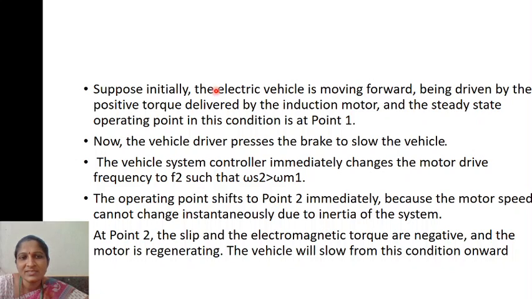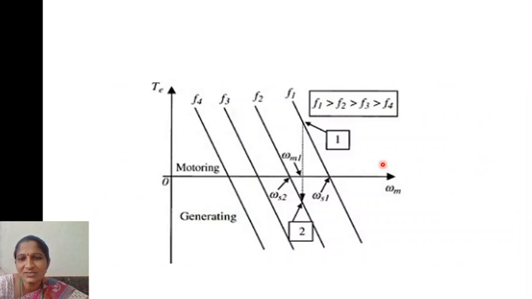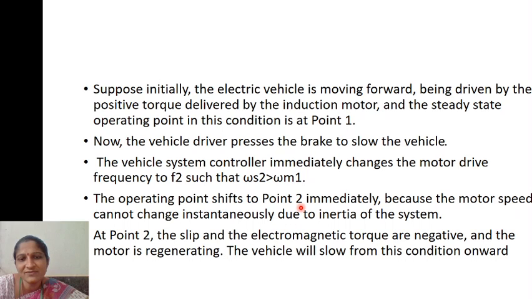Okay. Suppose initially the electric vehicle is moving forward, being driven by the positive torque delivered by the induction motor, and the steady state operating point in this condition is at point 1. Now, as I told you, the vehicle driver presses the brake to slow the vehicle. So when he wants to slow the vehicle, he presses the brake. So at that time, the vehicle system controller immediately shifts the motor drive frequency to F2. So from F1 to F2, it immediately gets shifted.